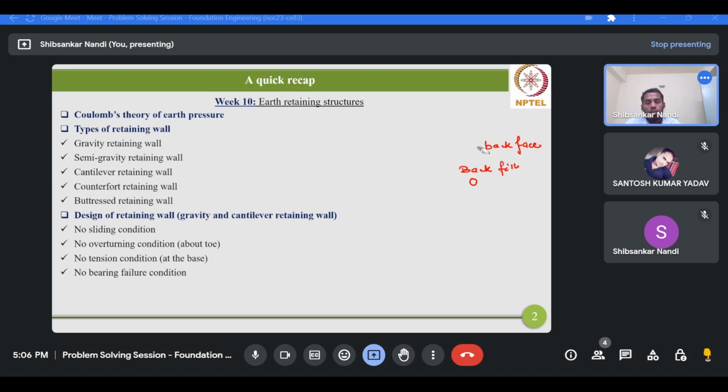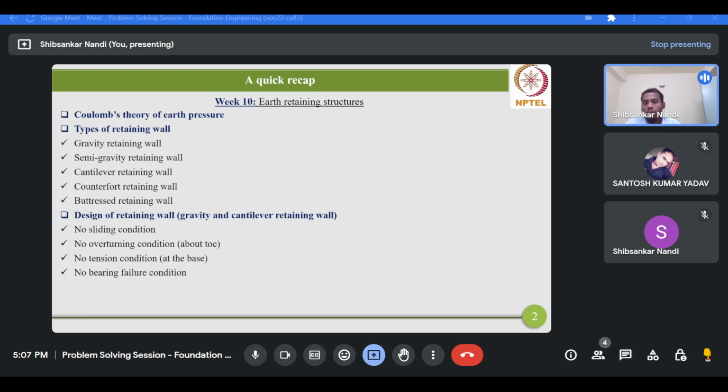Now, after Coulomb's theory of earth pressure, we have learned about different types of retaining wall which are listed below in the slide: gravity retaining wall, semi-gravity retaining wall, cantilever retaining wall, counterfort retaining wall, and buttress retaining wall. Please go through all these retaining walls: what is the use of a specific kind of retaining wall, or its suitability for a particular field scenario? Please go through and learn a little about its application.